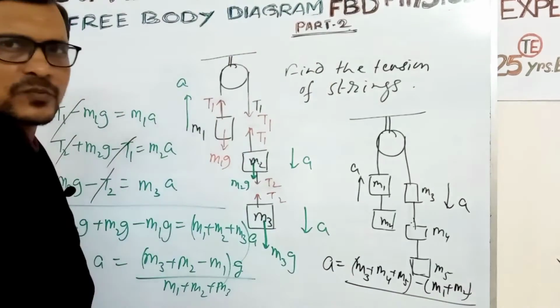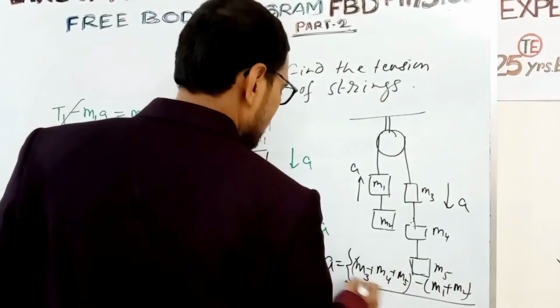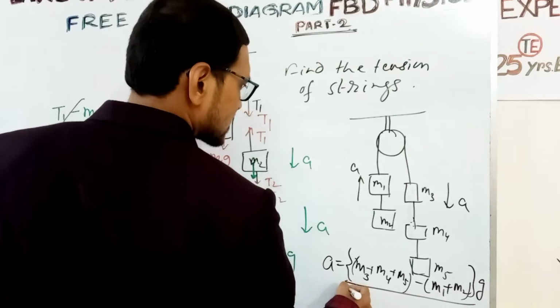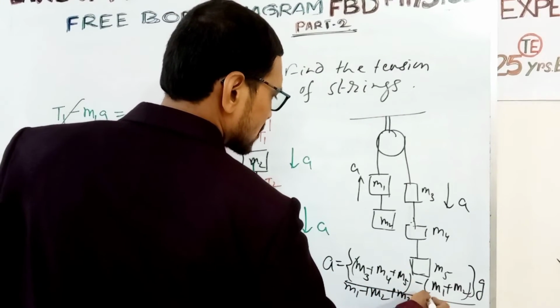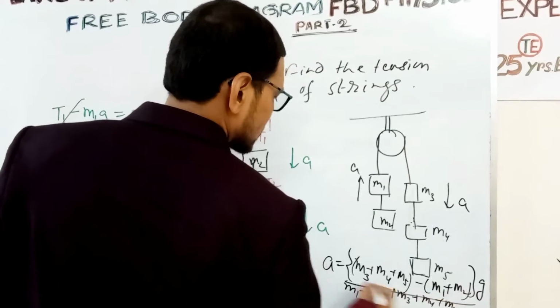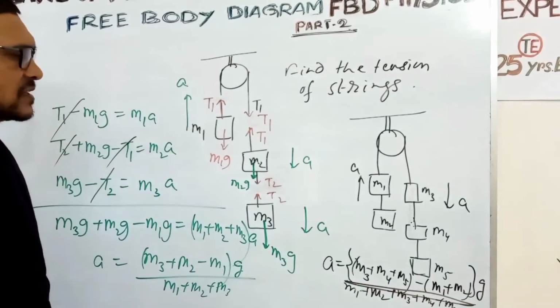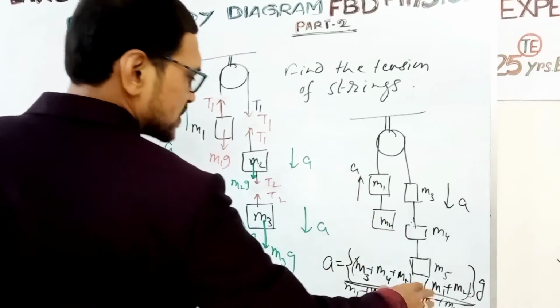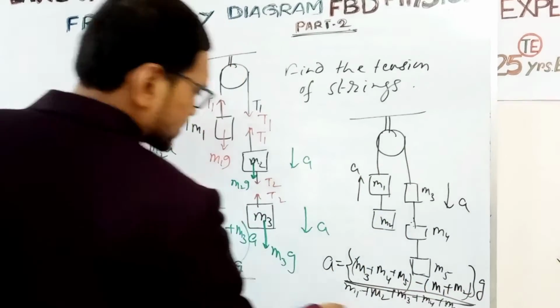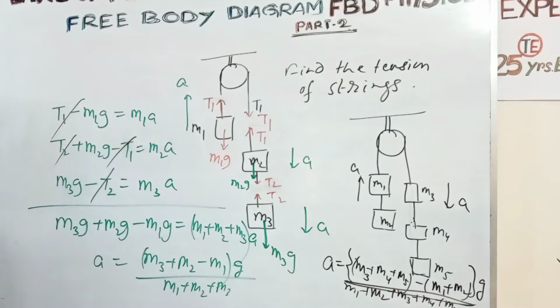That is, (M3 plus M4 plus M5 minus M1 minus M2)g by the total mass of the whole system, M1 plus M2 plus M3 plus M4 plus M5. So this weight will be added, this weight will be subtracted, divided by the total mass of the system. This is the acceleration of the whole system.